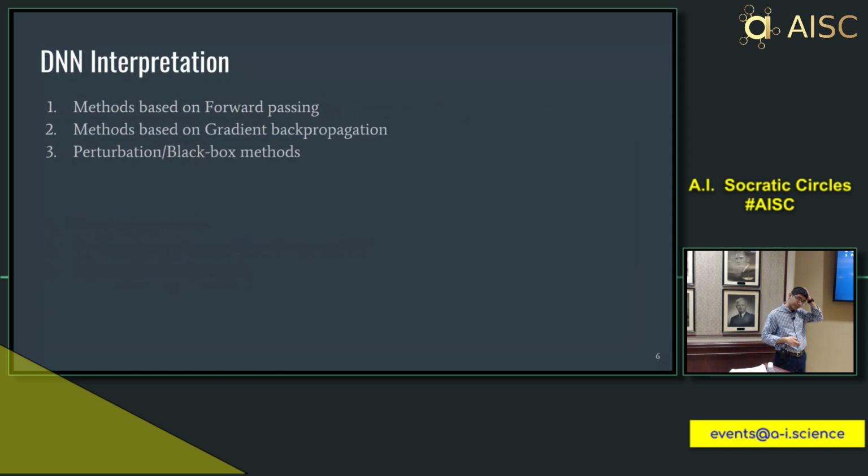So for interpretation, there are generally three different ways. It's forward passing, gradient backpropagation, and black box, which are based on perturbation. And this paper uses a method which is from the third group.